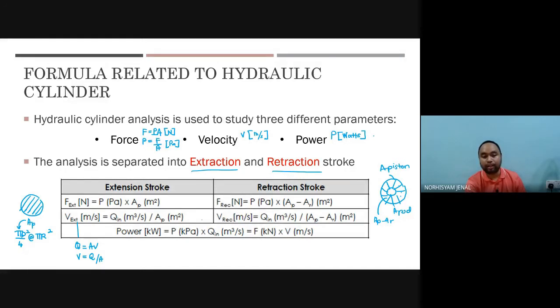And lastly, to find out power in watts, for example in kilowatt, we use kilopascal. In watt, we use Pascal only. We can do it by having P times Q or F times V. F is the force, V is the velocity, P is the pressure, Q is the volume flow rate. So you'll get power in terms of watts.